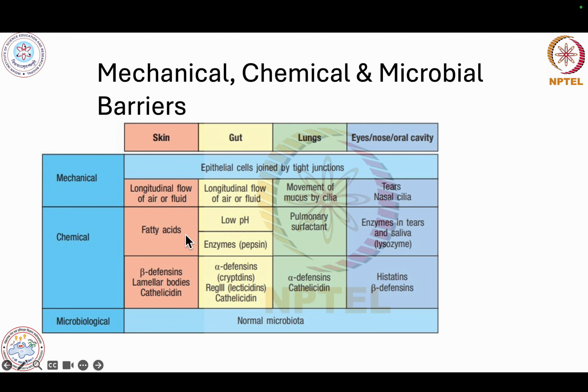Chemical barriers: in skin, fatty acid, beta defensins, lamellar bodies. In the gut, chemical barriers are low pH and enzymes. In lungs, pulmonary surfactant. In eyes and nose, enzymes in tears and saliva, beta defensins, lamellar bodies, cathelicidin. In the gut, alpha defensins, cryptdins, Reg3. In lungs, alpha defensins. In eyes, nose and oral cavity, histatins and beta defensins. Microbiological barriers are the normal microbiota.